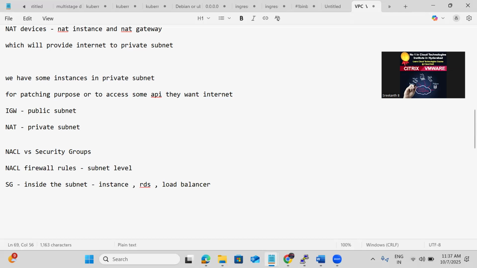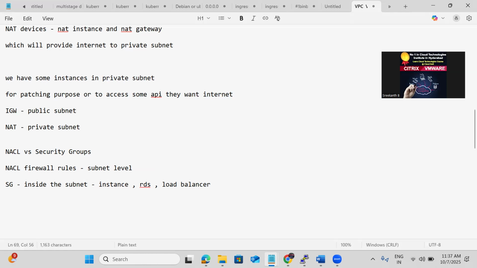Mostly we're attaching to instances, but not only instances; we may have an RDS database or load balancer, but inside the subnet, these resources are there. So assume we have a community apartment. At the outside entrance, we'll have some security, right? And at your flat also, you can configure some security kind of things.